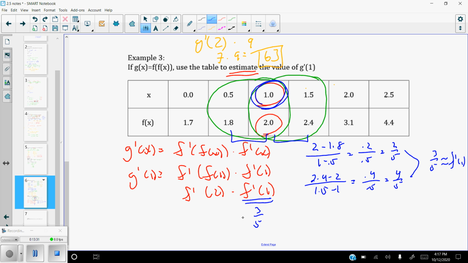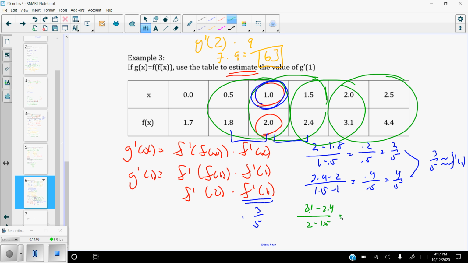3/5. And then we can do exactly the same thing, but at 2. So now again, we've got these values, and we've got these values, which are close to 2. So we're just going to do the same idea, but we're going to surround x equals 2. So we're going to have 3.1 minus 2.4 over 2 minus 1.5.